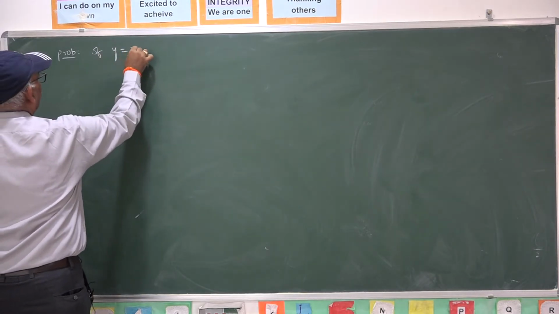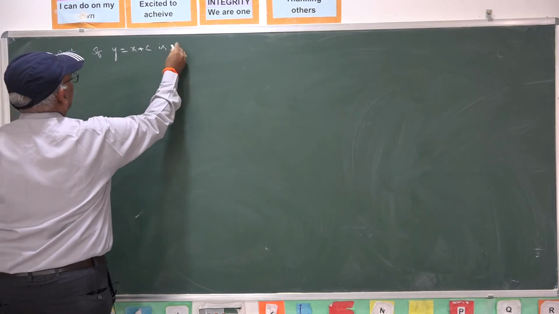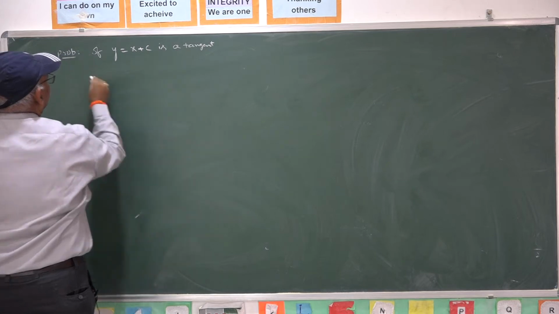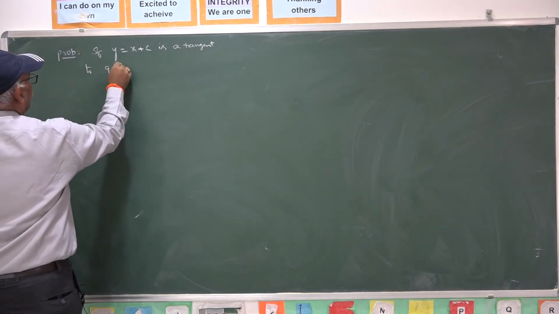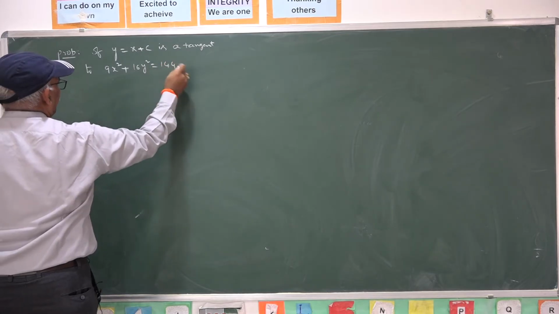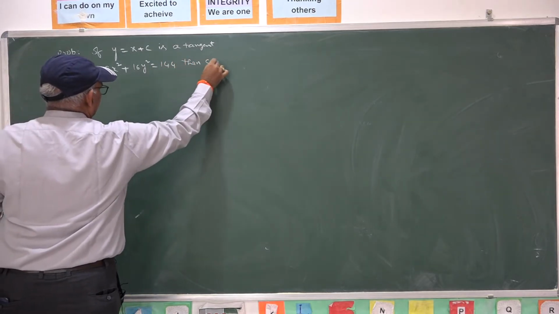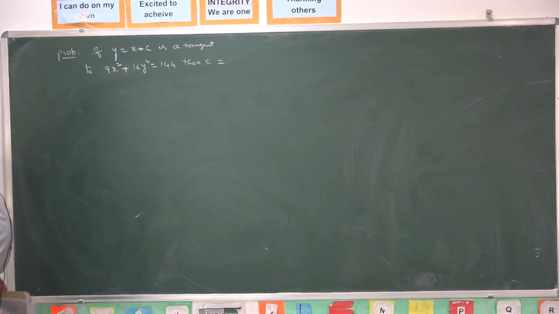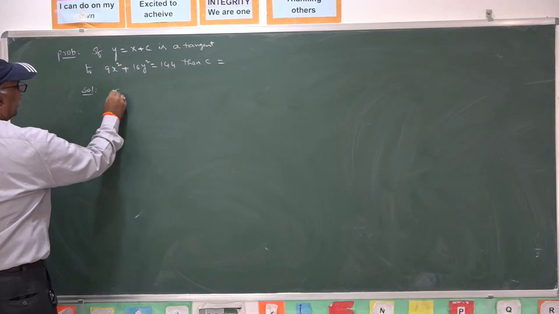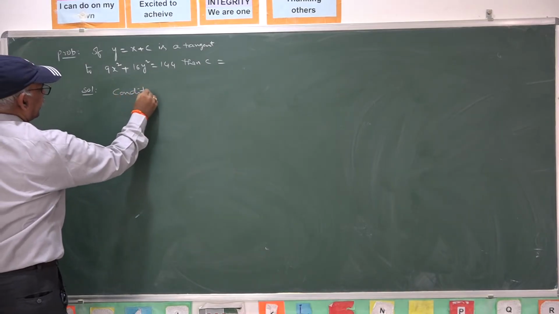If y equal to x plus c is a tangent to 9x square plus 16y square equal to 144, then find the value of c. This is straight away a formula.